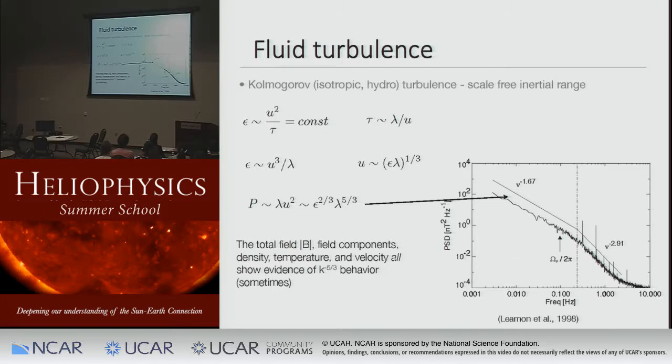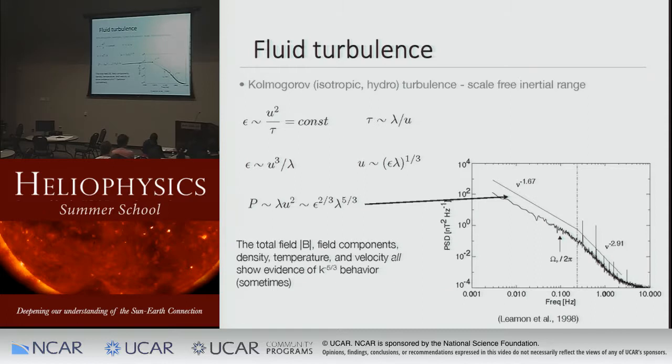That the energy transfer rate is constant, and the time scale is just associated with the wavelength of the motion. And that gives you this 5/3 prediction. And if you look in the solar wind, if you look at even the magnetic field, not the velocity of the fluid, the magnetic field, you can see a nice 5/3 power spectrum.